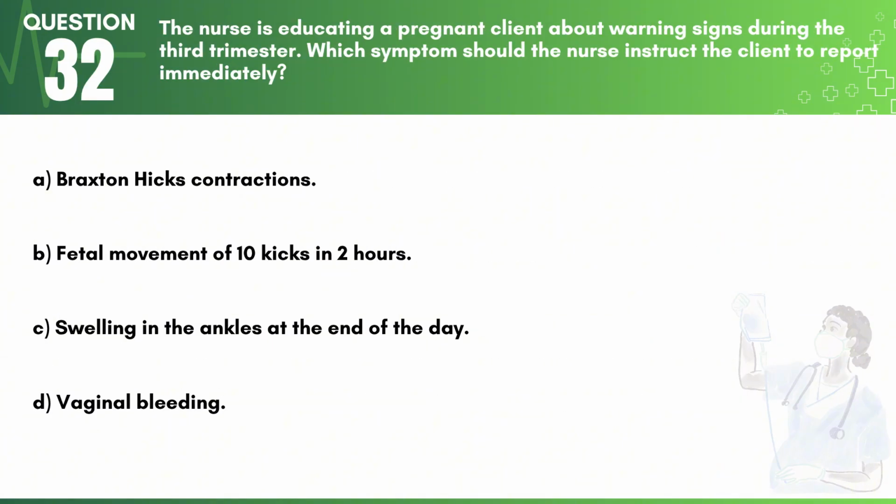Question 32. The nurse is educating a pregnant client about warning signs during the third trimester. Which symptom should the nurse instruct the client to report immediately? A. Braxton Hicks contractions. B. Fetal movement of 10 kicks in 2 hours. C. Swelling in the ankles at the end of the day. D. Vaginal bleeding.